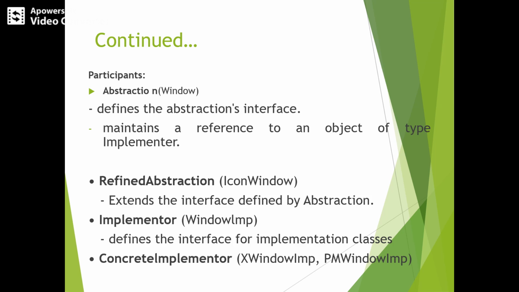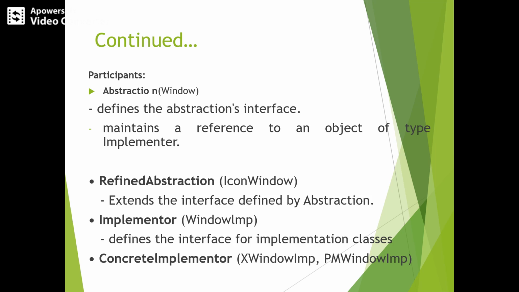So that interface defines the interface for implementation classes. This will be followed by the different classes. What type of classes? One is the concrete implementer: the XWindowImp and PMWindowImp are subclasses implementing the WindowImp interface. So these are the actual participants.